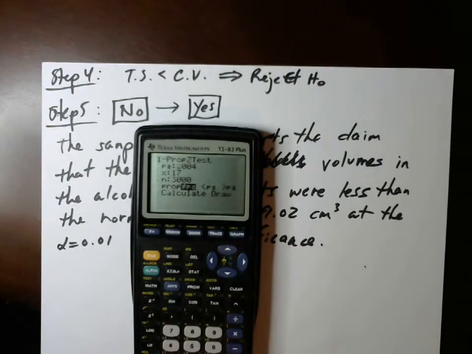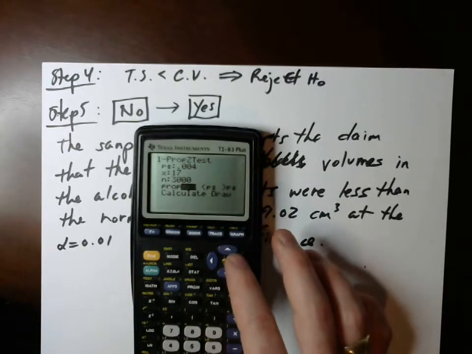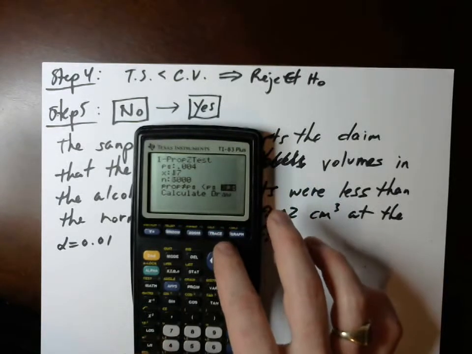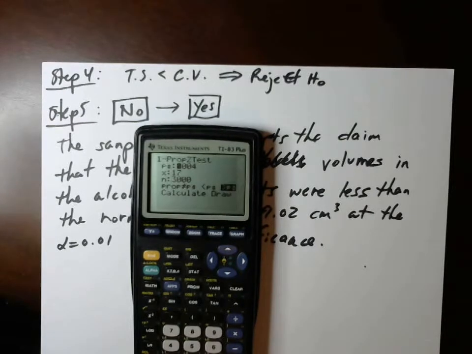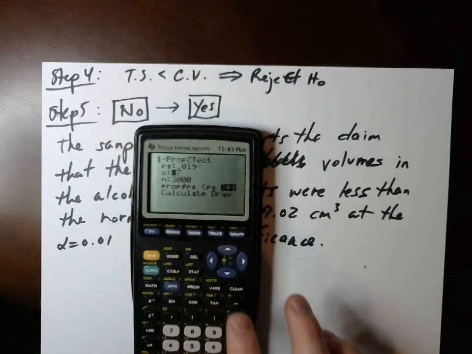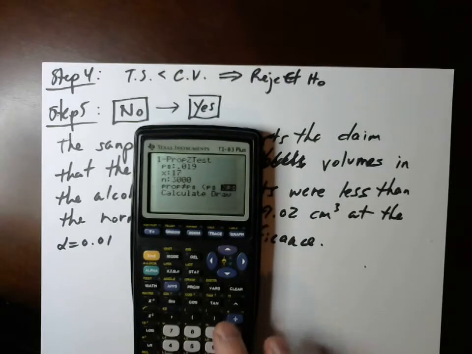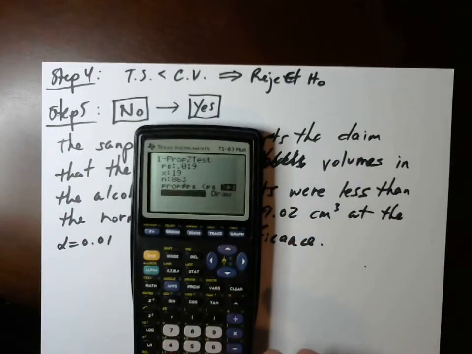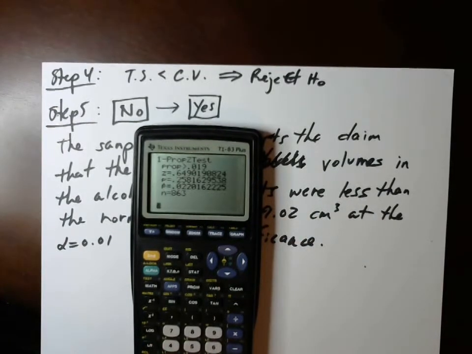So for our previous example, we were doing a right tail test. So we would go to right tail, greater than p naught, and our p naught value, if you remember from our previous example, was 0.019. And our x was 19, and our n was 863. Go ahead and check that example again, earlier in the video, and you'll see that those would be our values.